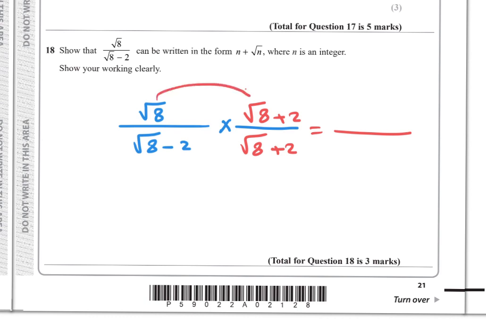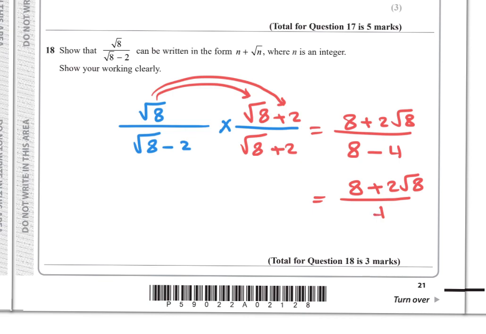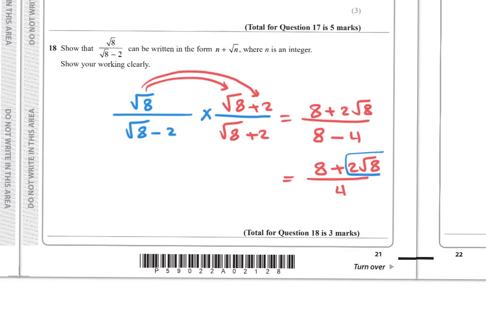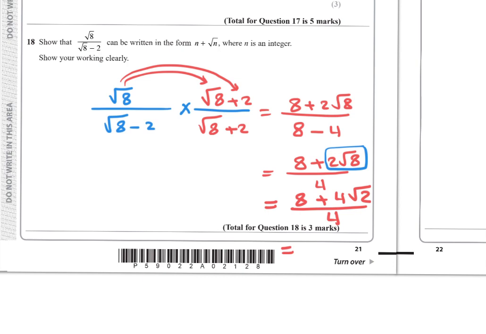Now when you multiply, root 8 times root 8, which is 8, plus 2 root 8. And for the denominator, when you multiply a number by its conjugate, the answer is the square of the first, which is 8, minus the square of the second, which is 4. So 8 minus 4. So it can be written as 8 plus 2 root 8 over 4. 2 root 8, you can use your calculator to simplify this one. This will be 4 root 2. So this can be written 8 plus 4 root 2 over 4. Now divide. 8 divided by 4 is 2, plus 4 root 2 divided by 4, the 4s cancel, so root 2. So the answer is 2 plus root 2.